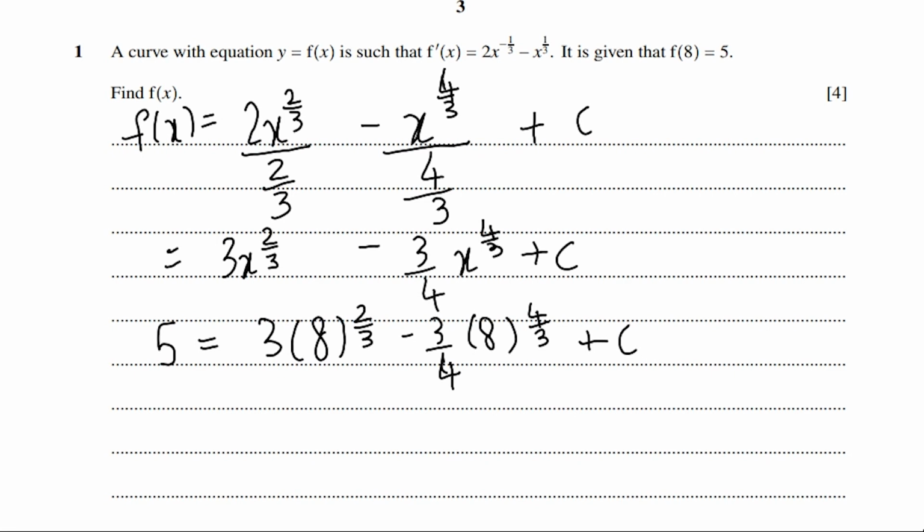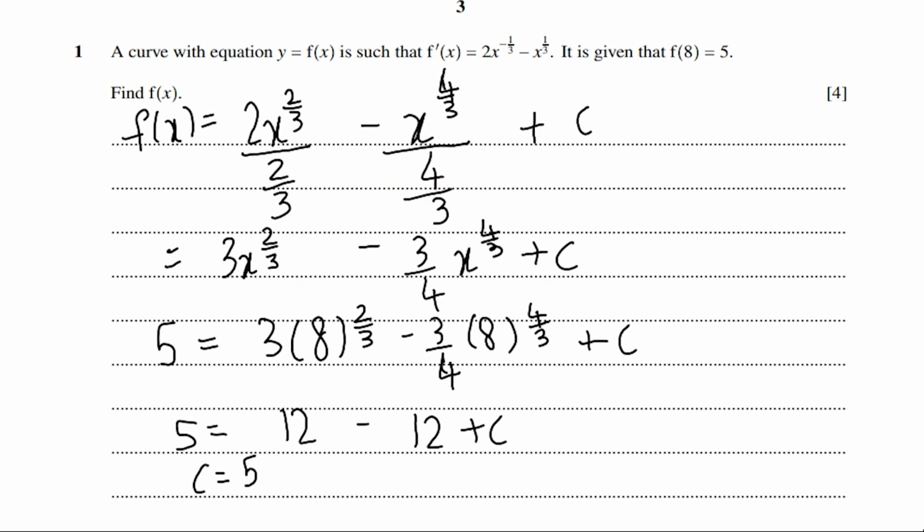Now 8 raised to the power 2/3 is 4, and 4 multiplied by 3 is equal to 12. 8 raised to the power 4/3 is 16, and 16 multiplied by 3/4 is 12 again. So we have 5 is equal to 12 minus 12 plus c. Now 12 minus 12 will cancel and c will be equal to 5. So now we know what c is. c is equal to 5.